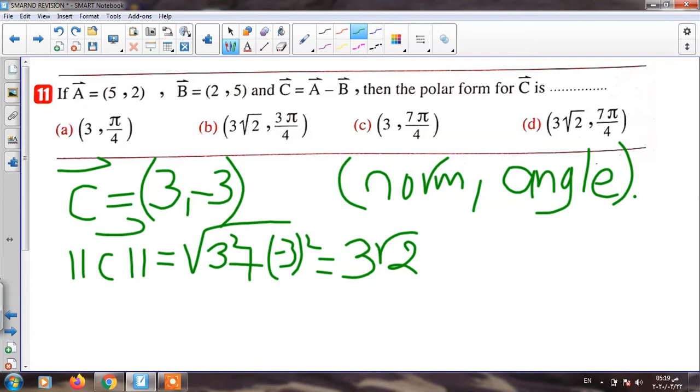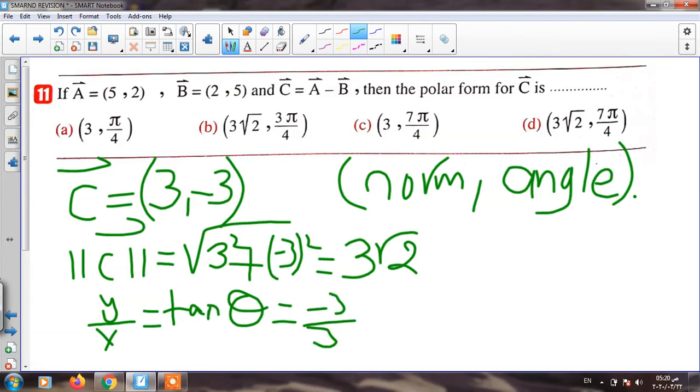Then we want to get the angle. How can I get the angle, senior one? I get the angle just like that. Take care, we have y over x as tan theta. Your tan is going to be y over x. It's going to be negative 3 over 3. It will be negative 1. We have tan theta equals negative 1. We will make shift tan 1. Miss, what about the negative? Let me tell you later. Wait. Shift tan 1 equals 45.